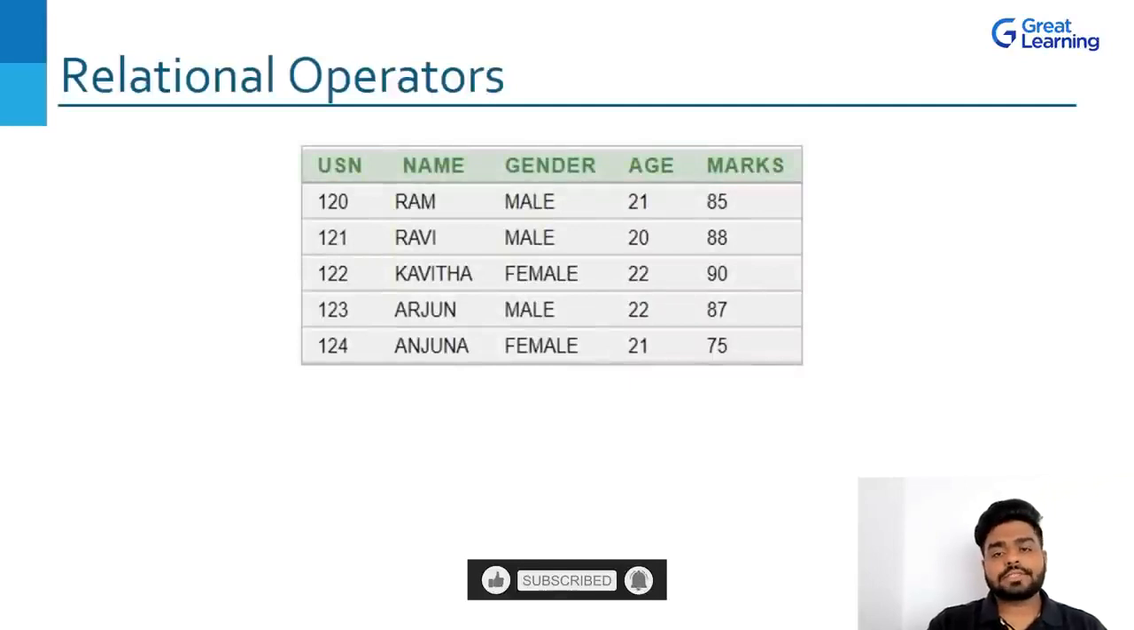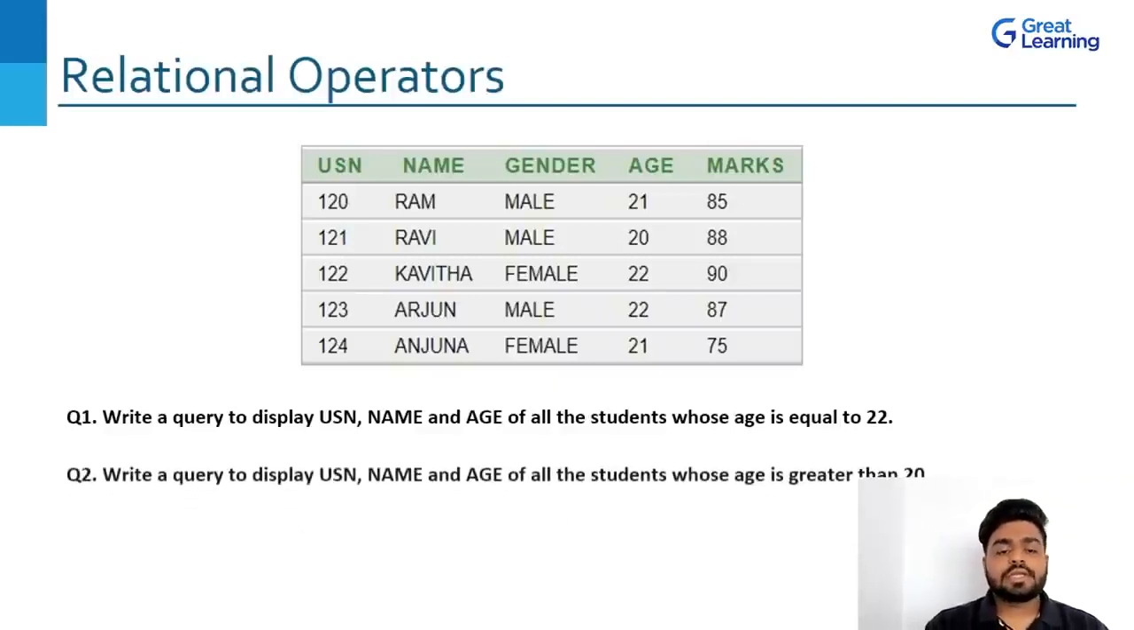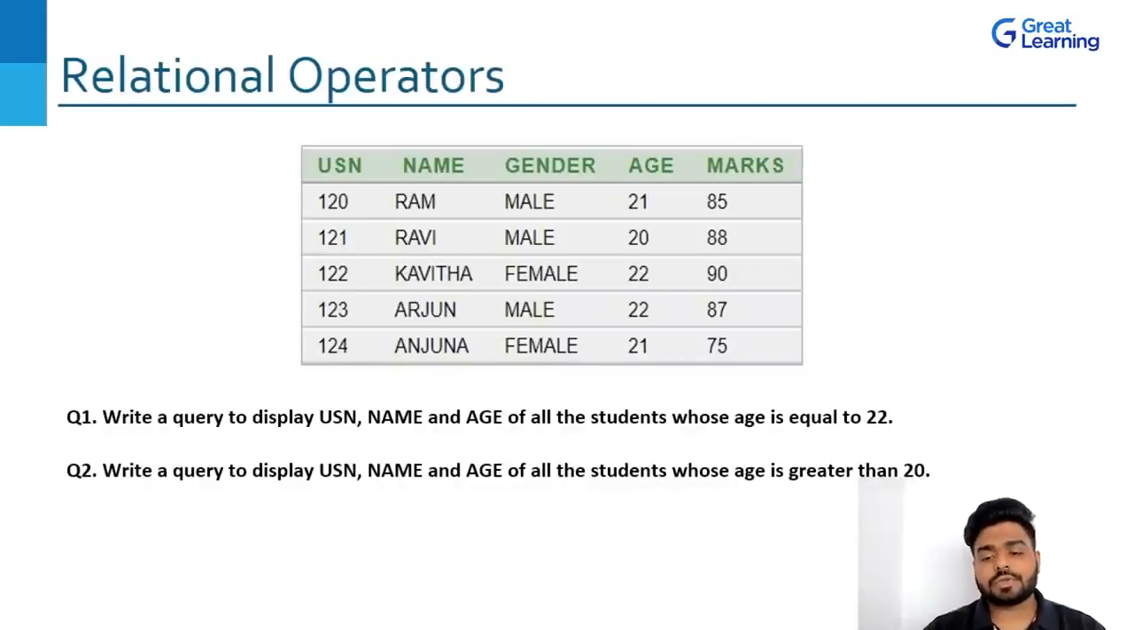So let's say that we have this table which we are using from the starting: USN, name, gender, age and marks, which is a student table. We have to write a query to display USN, name and age of all the students whose age is equal to 22. So it's a condition based on comparison, right? That's where we use relational operators. Write a query to display USN, name and age of all students whose age is greater than 20.